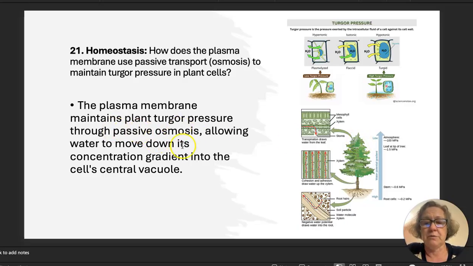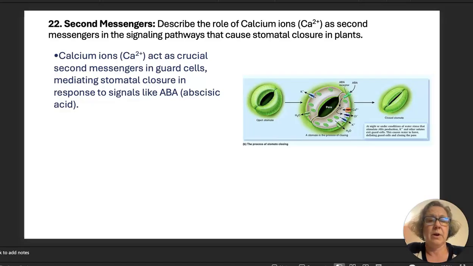This allows water to move down its concentration gradient into the cell's central vacuole all the way up here. Okay, here's our turgor pressure. Here's low turgor pressure, here's high turgor pressure, and it just continues to keep that. Okay, again, our secondary messenger of calcium ions, looking at our abscisic acid, controlling the stomata closure.